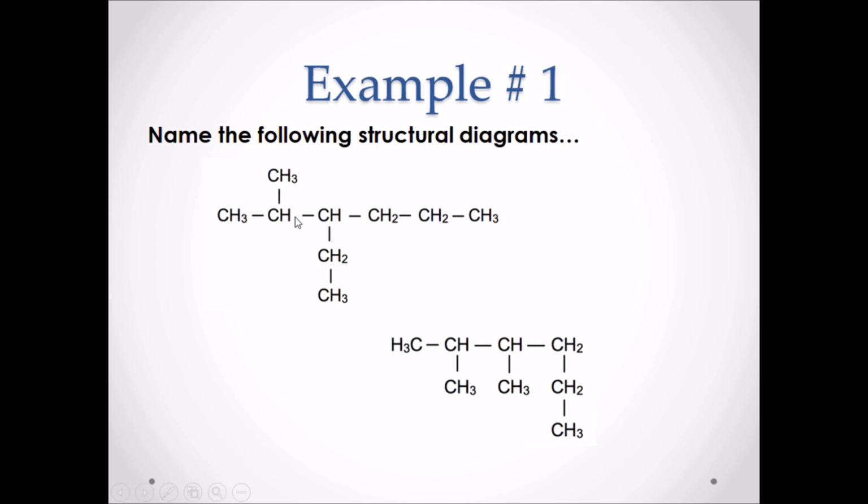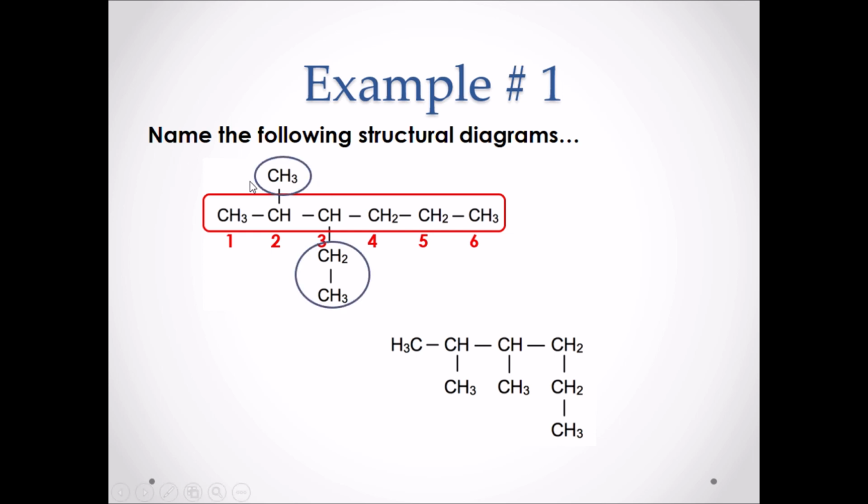In our first structural diagram, we first have to find the longest carbon chain, which is 1, 2, 3, 4, 5, 6. We then want to number that carbon chain from the end that gives all branches the lowest value. And we would want to number it from left to right. That gives this branch a 2 value and this branch a 3 value. If we numbered it in the opposite direction, the numbers would be larger.